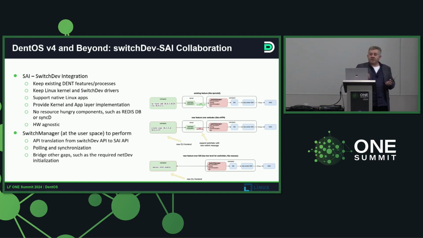In the kernel, we intercept. We send it to what we call a switch manager, which literally glues Dent to a SAI API call. So the switch manager does an API transition from switchDev API to SAI API. As far as the users are concerned, they don't see it. The transition is automatically done, so that the polling, synchronization, bridging, and the API transitions are all automatically handled by this switch manager implementation. This is one way of implementing.